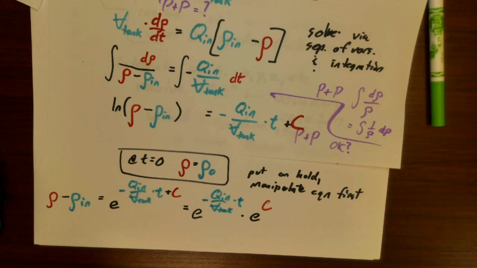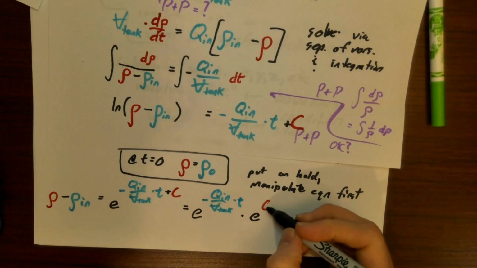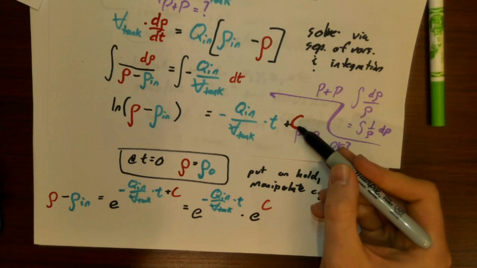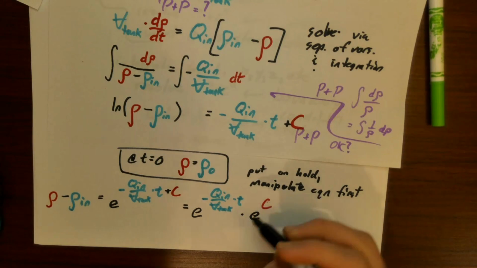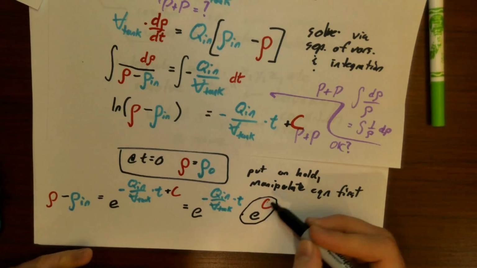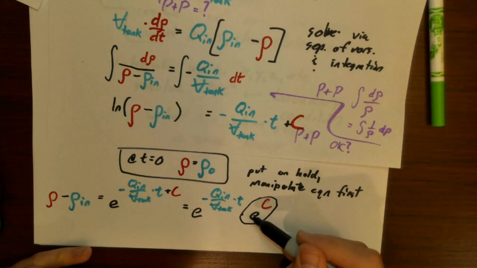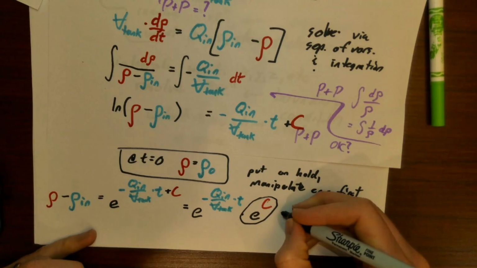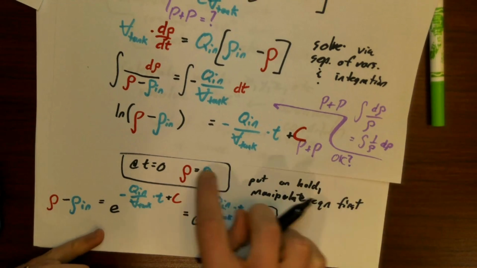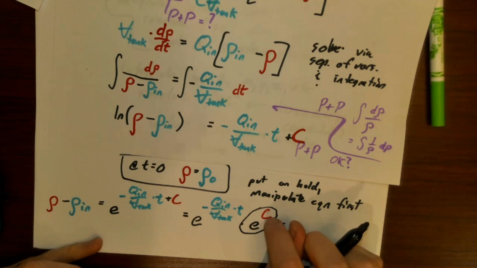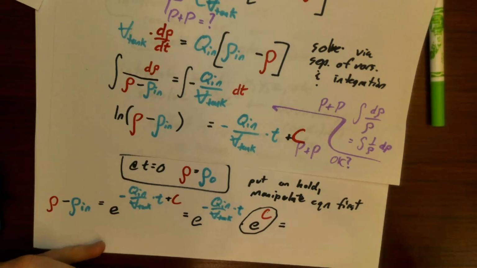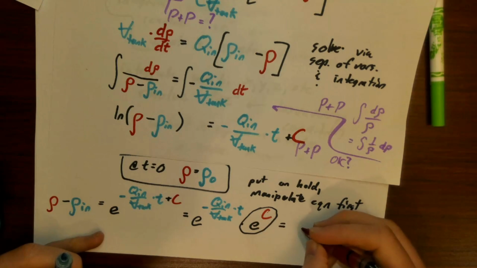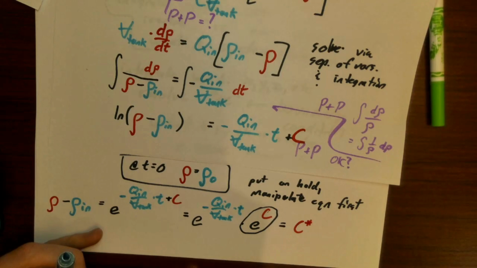Now, c was an arbitrary constant, right? So if c is an arbitrary constant, e to the c is also an arbitrary constant. It'll make our algebra a little bit easier later on when we're applying our initial condition. If instead of having e to the c and trying to solve for what c is, we just say this whole thing is some different arbitrary constant, let's just call it c star. So let's just call this whole thing c star.